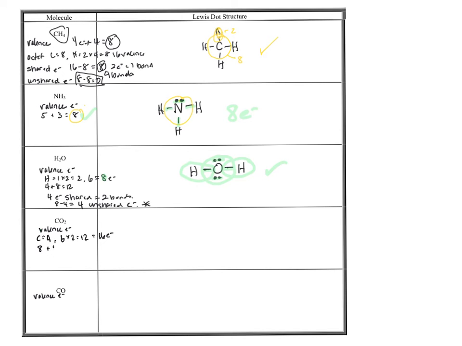If each were to meet its octet rule, I'd say 8 plus 16, or 24 electrons. If I subtract 16 from 24, I'm going to come up with 8. So this is my shared electrons. This means I need 4 bonds. Okay. And to figure out how many unshared electrons I'm going to have, I'll take 16 minus 8, and that will give me 8 unshared electrons.